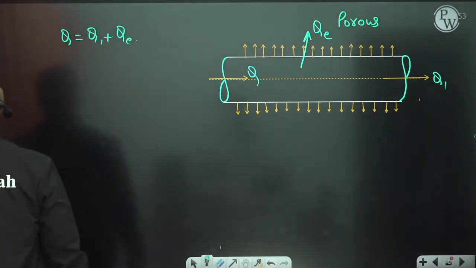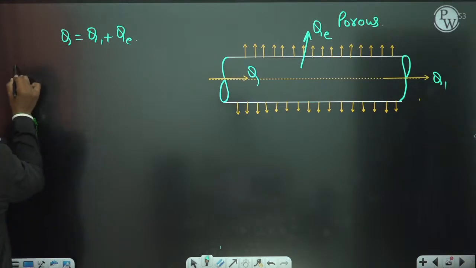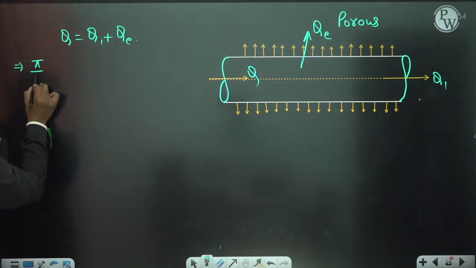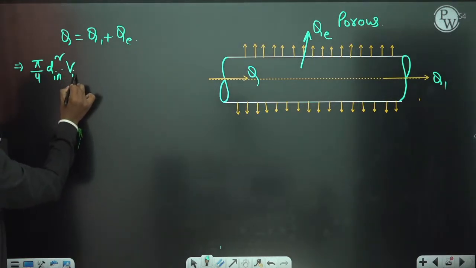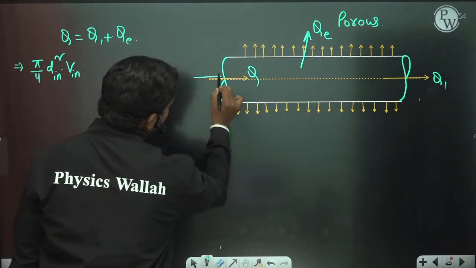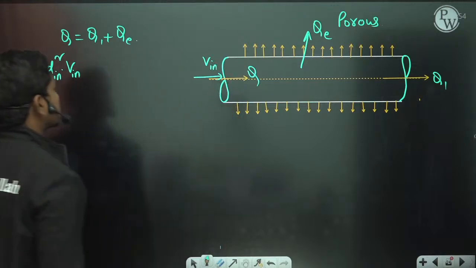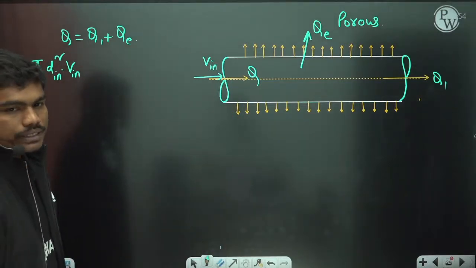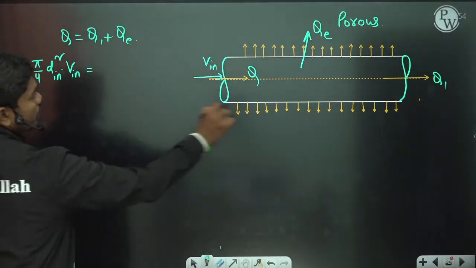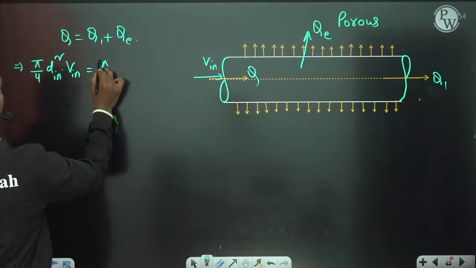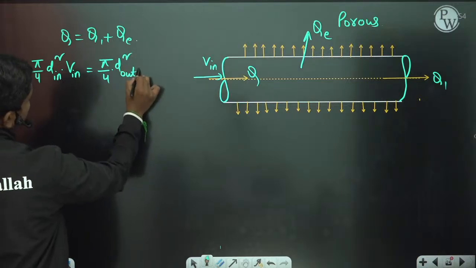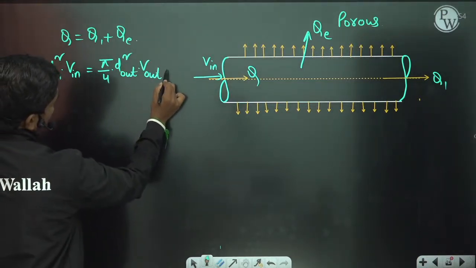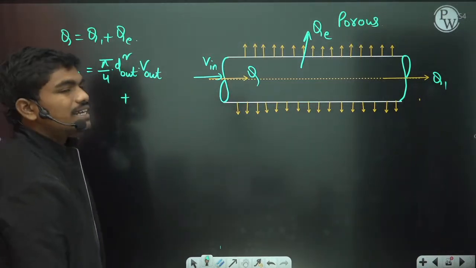Now what is Q? Q is nothing but pi by 4 d square at inlet into velocity at inlet. Correct? Means if the velocity at inlet is V in, and the cross section is pi by 4 d in square, this is what you have. This is equal to Q1, what is leaving: pi by 4 d out square into V out, plus. Now what is the emitted discharge?